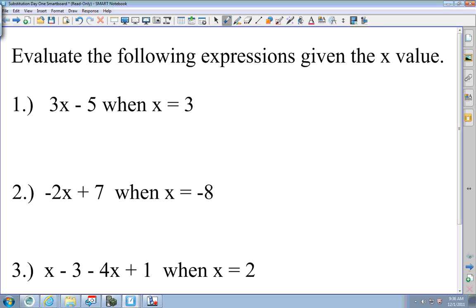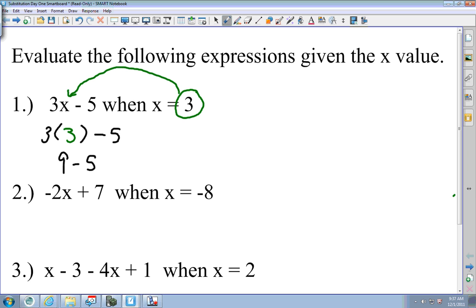Let's start here. This says, evaluate the following expressions given the x value. First off, this is an expression because there's not an equal sign. Now, it says when x is 3. So we're going to take this 3 and substitute it in here for x. So we're going to take 3 times x, instead of x I'm going to put 3 in there, and then minus 5. Well, 3 times 3 is 9. 9 minus 5, my answer is 4. That's what the expression means when x is 3.